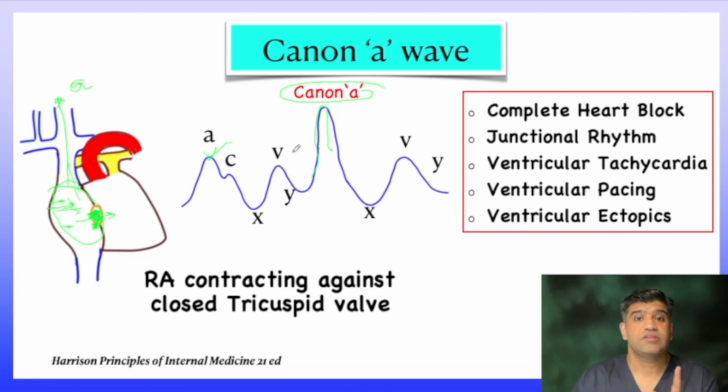the most common is the complete heart block. That means RA has contracted but the blood is not going through and there is no signal to the RV to open the tricuspid valve. So there is an electrical problem in the electrical circuitry. So complete heart block is the most common cause of CANON A waves. Others are junctional rhythm, that is the rhythm produced by the AV junction, ventricular tachycardia, ventricular ectopics and ventricular pacing.